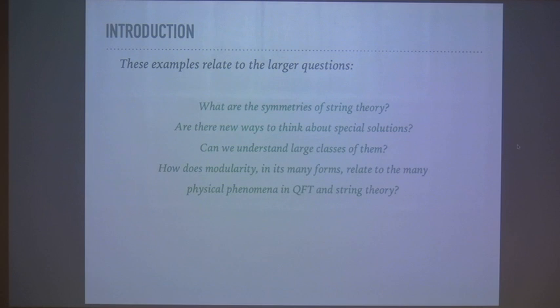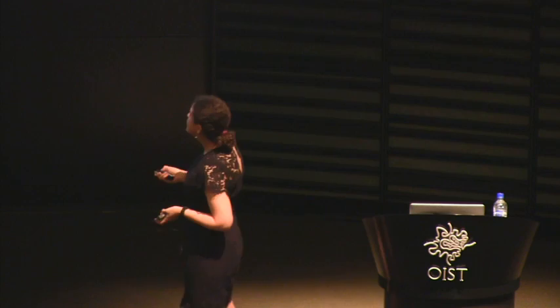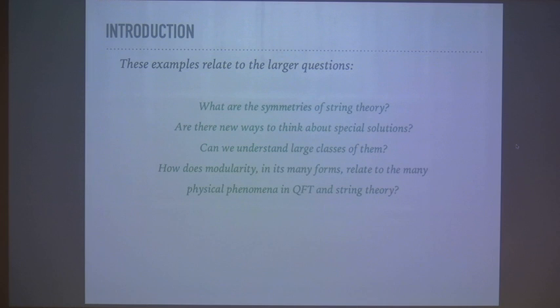And the physical questions that I have in mind when studying these examples, which I think number theory might be able to help us at least start to make an attempt to answer, are of the following flavor. So what are the symmetries of string theory? We know that there are many different solutions. So one question you can ask is if there are new ways to think about or organize at least very special solutions of string theory which have a lot of symmetry. And then a second question is how does modularity in particular, which plays such a fundamental role in number theory, and its many different forms, some of which were mentioned in the previous talks and some of which I'll discuss here, relate to the many kinds of physical phenomena that we observe in both quantum field theory and string theory.